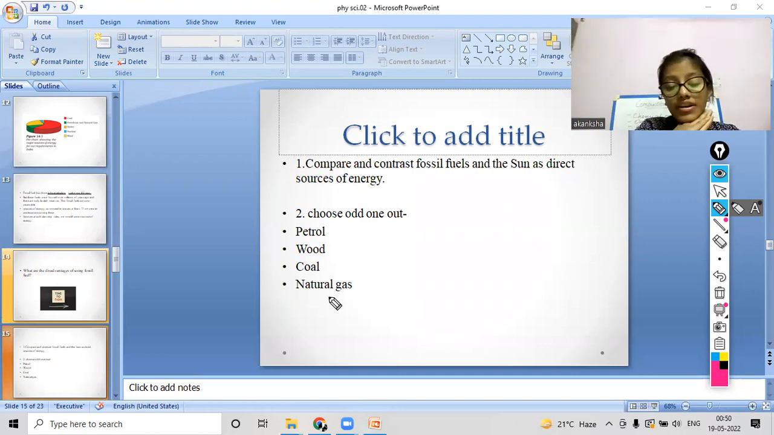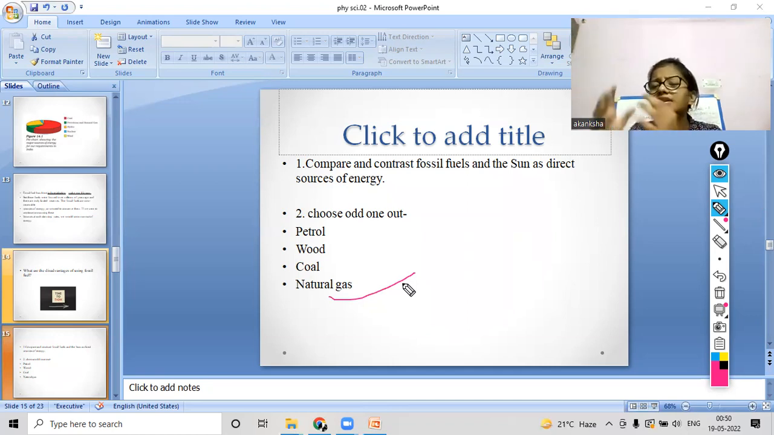Okay. Yes, I'm waiting for your answer. What will be the odd one out here? It will be the natural gas. Why? Because it is a renewable resource. Rather than calling it a renewable resource, it is causing lesser pollution than the three of these. So that's why natural gas is the odd one out among these four, right?